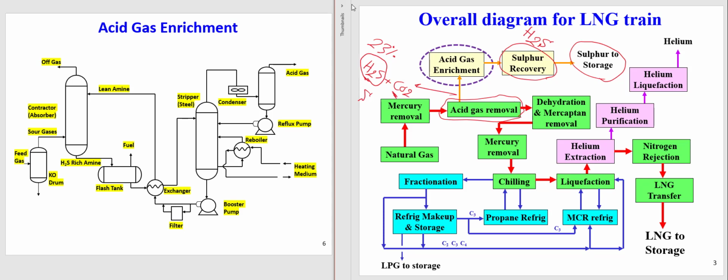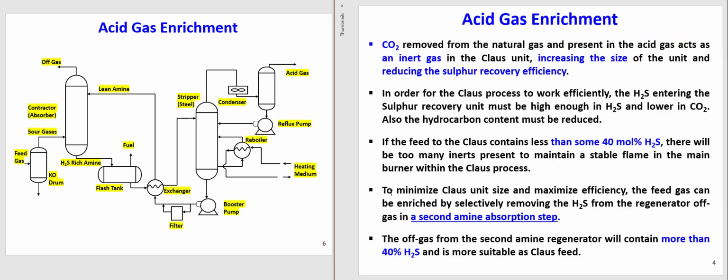So acid gas enrichment is exactly for this purpose. It's a process where you send acid gas, you try to separate as much CO2 as possible from the process, and you will send the remaining stream, which is pure in H2S, to the sulfur recovery unit. This is the whole purpose of this acid gas enrichment process. So CO2, okay. CO2 removed from natural gas in the acid gas.